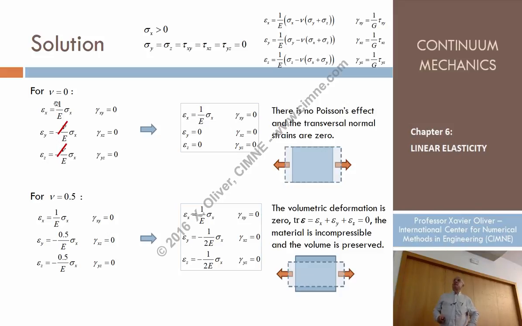But what about if we have nu equals 0? If we have nu equals 0, epsilon y is equal to 0. Epsilon z is equal to 0. So look, in that case, the deformed shape of the specimen would be like that.